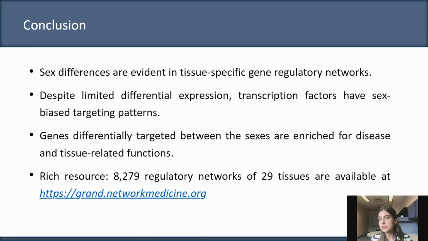Finally, I just want to mention, if you're interested, if you want to download these networks and do further analysis, they are all available for download at Grand Network Medicine.